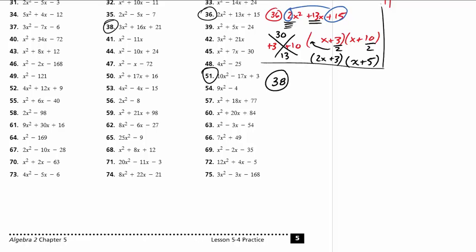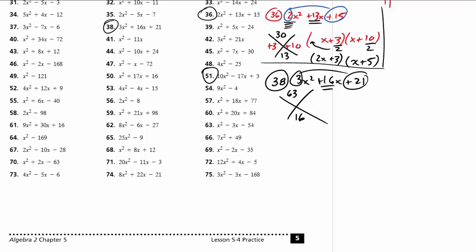Okay, number 38. 3x squared plus 16x plus 21. Harder because of large numbers. So the headphones method, 3 times 21 gives you 63. Okay, 16 positive goes on the bottom. So try to think of your numbers which are going to work. What two numbers multiply to give you 63, add to give you 16?